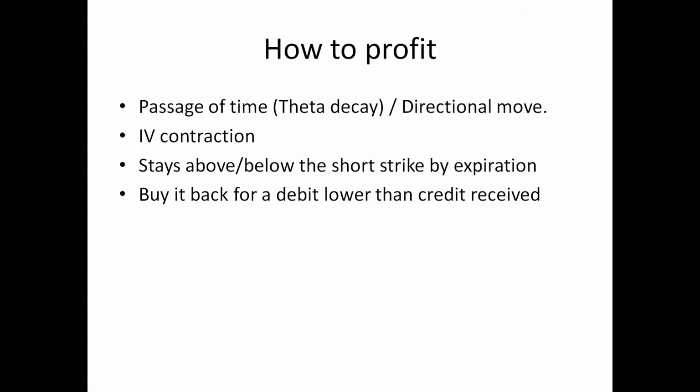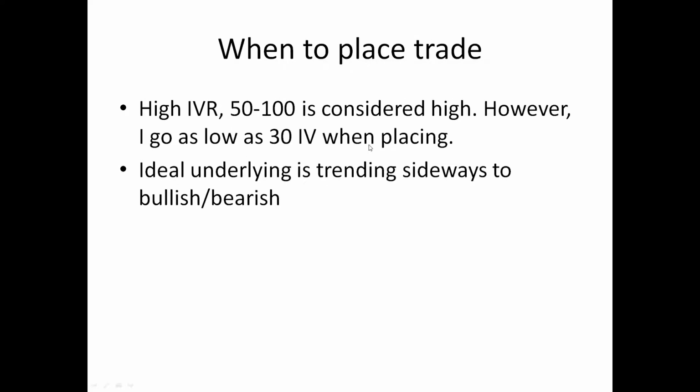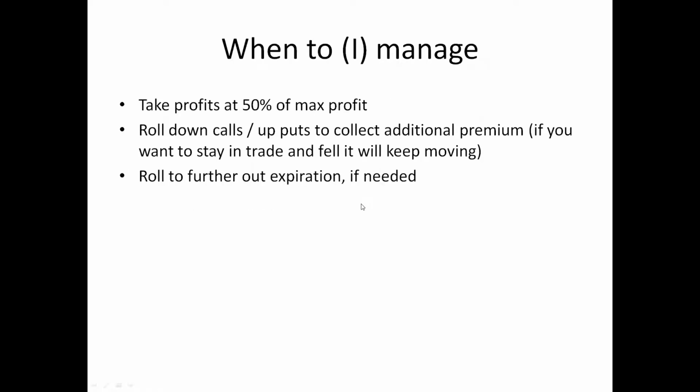And then you also profit if it stays above or below your short strike by expiration. And then obviously you buy it back for a debit lower than the credit you received. Okay, well, wrong me. Here we go. When I manage at 50% of max profit, that means if I got $1.60 in credit, I want to buy it back for 80 cents. That'll give me 50% of max profit.